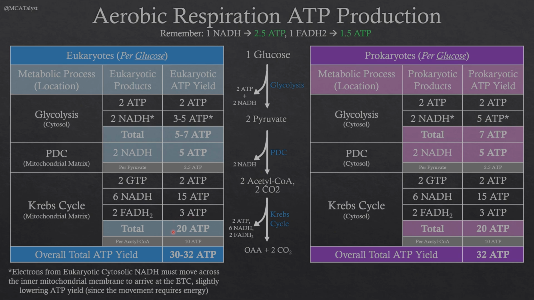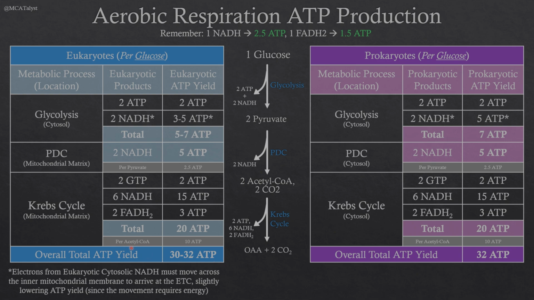So per glucose, we are producing 20 ATP in the Krebs cycle, 5 in the pyruvate dehydrogenase complex, and 5 to 7 in glycolysis, depending on which shuttle we decide to use. That's why our overall total ATP yield from aerobic respiration is 30 to 32 ATP per glucose if we add all 3 of those numbers up together.